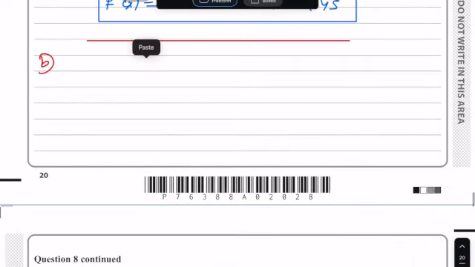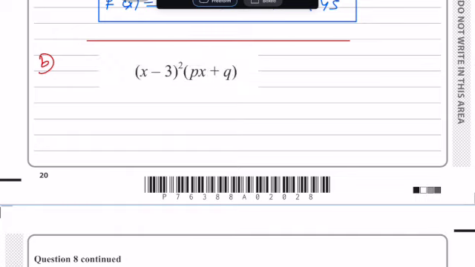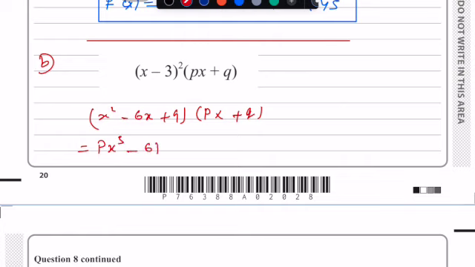Expanding this bracket will be x squared minus 6x plus 9 times px plus q. Just expand it with me and let's see what's going to happen afterwards. Px times x squared will be px to the power of 3. Px times negative 6x will be negative 6px squared. Px times 9 will be 9px.